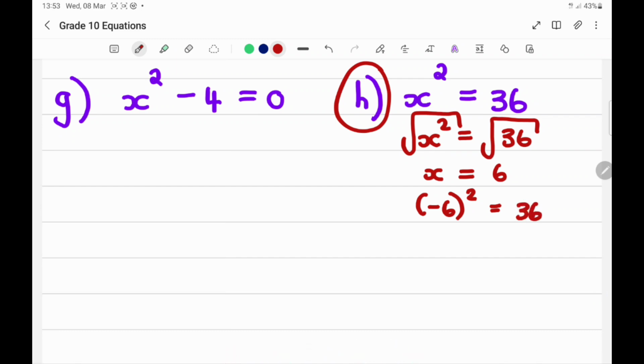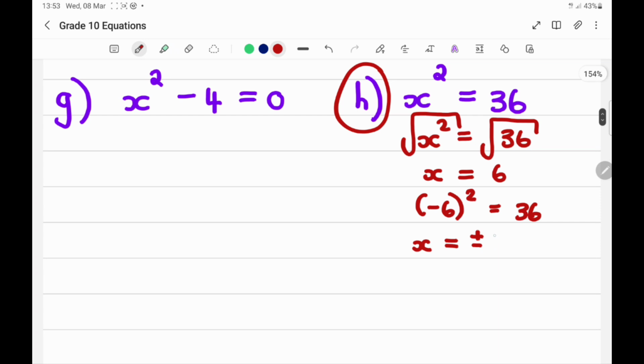So with these ones, you always have to remember, you can do it quick. So if you square root the x, you must always write that it can be a positive or a negative 6.